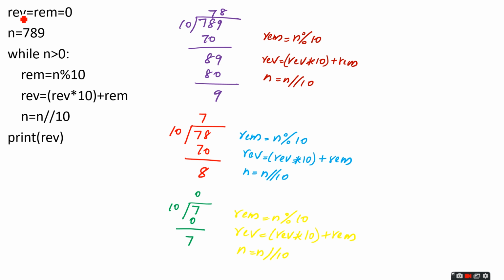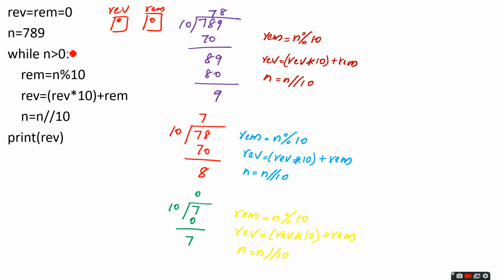See, REV, that is reverse, and REM equal to 0. So in the beginning, the value of REV is 0 and REM is 0. This is to reverse a number. Okay, we are reversing the number. So reverse equal to 0 and the remainder is equal to 0. Next, the value of n is 789.